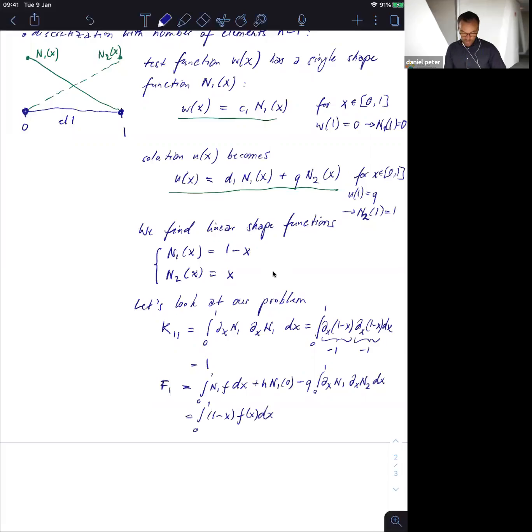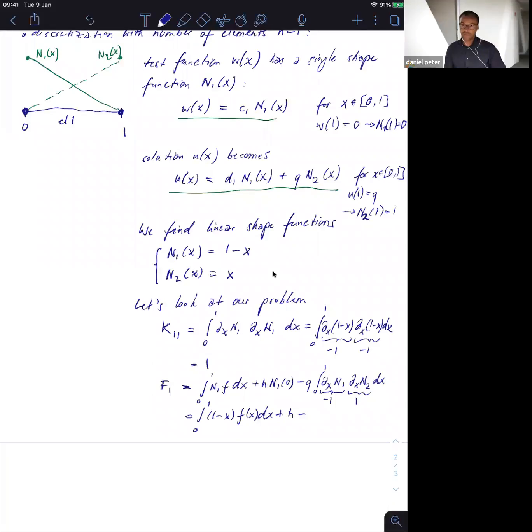Second term, what is N1 at 0? It is 1, so it's just plus h. And then last term, what is the derivative of N1? We had it above, it's minus 1. What is the derivative of N2? It is 1.